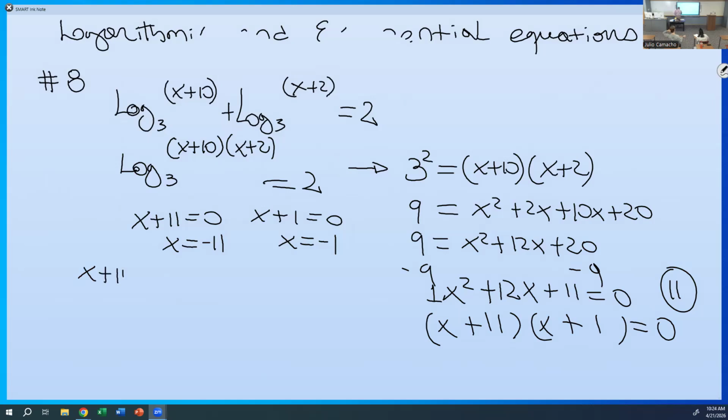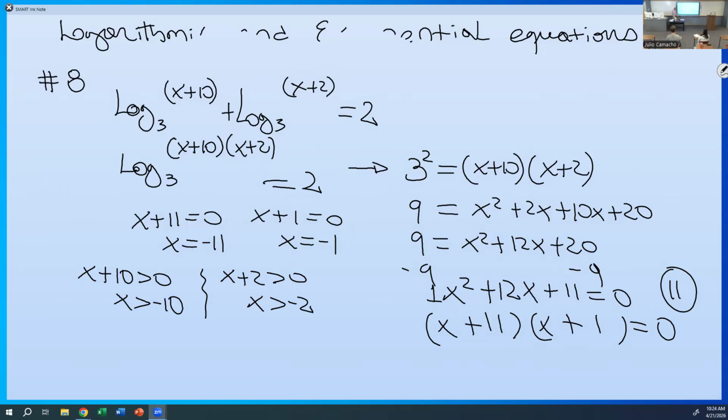X plus 10 is greater than 0. You subtract 10 from both sides. X is greater than negative 10. And then the other one is x plus 2, it's greater than 0. If you subtract 2 from both sides, x is greater than negative 2. So it makes sense, no?